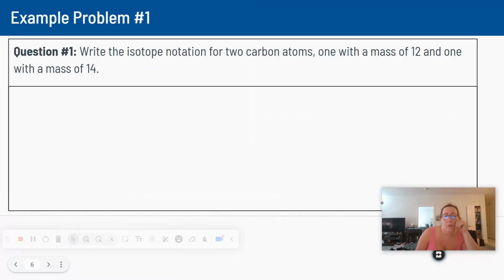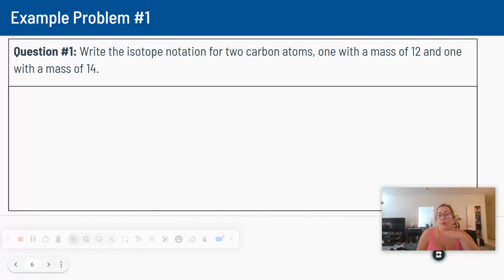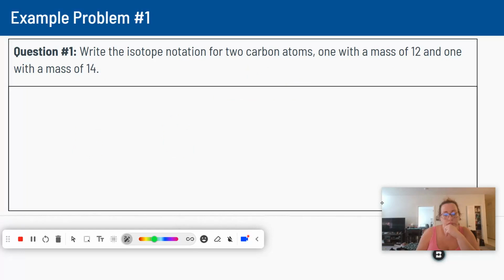So example problem number 1, I want you to write the isotope notation for 2 carbon atoms. One has a mass of 12 and one has a mass of 14. So go ahead, pause right now and try this yourself. And then when you are ready to check your answers, make sure you hit unpause. And if you got anything wrong, make sure you correct it. So go ahead and pause right now.